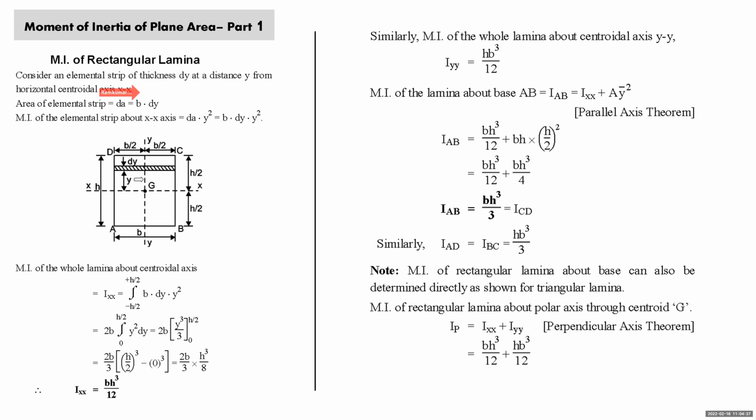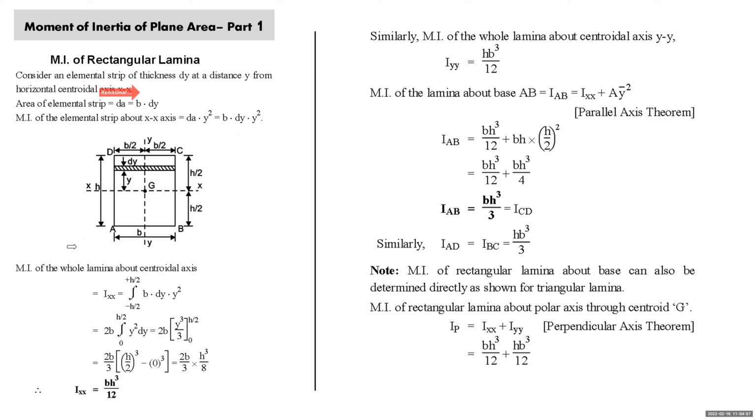We want to find the moment of inertia of this elemental strip about x-axis. So I'll write it, dIxx. Moment of inertia of the elemental strip about x-axis will be elemental area into square of the distance between the two. So summation dA y square, where dA is b into dy. We understood it, elemental strip area.